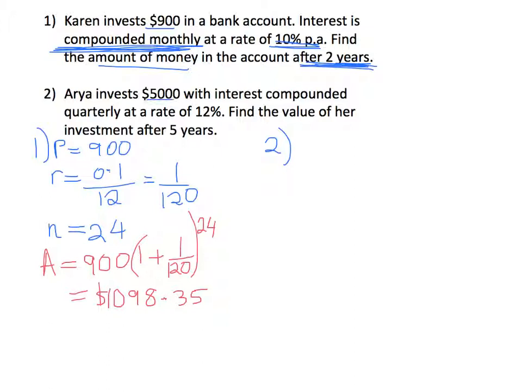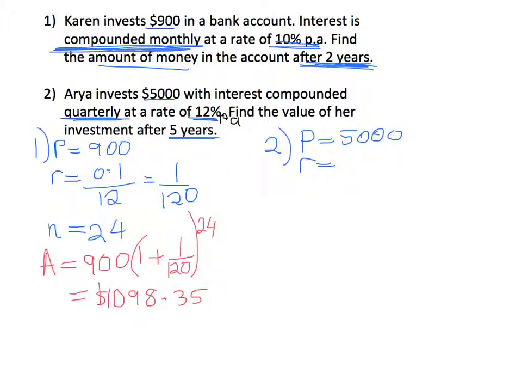Aya invests $5,000 with interest compounded quarterly at a rate of 12%. Find the value of the investment after 5 years. So our principal now is $5,000. Our interest rate is 12%. Oh, that should have said 12% per annum. I missed that in the question there, sorry. So 12% per annum. We are going to change that to a quarterly interest rate.